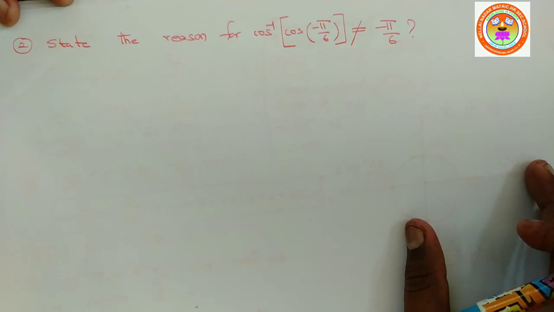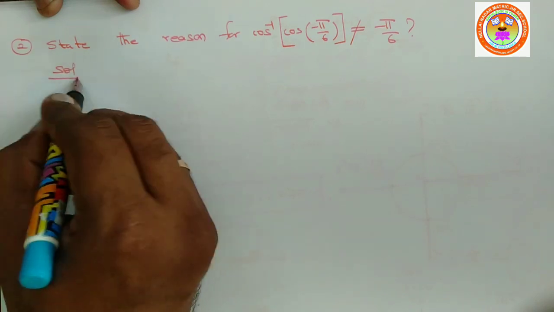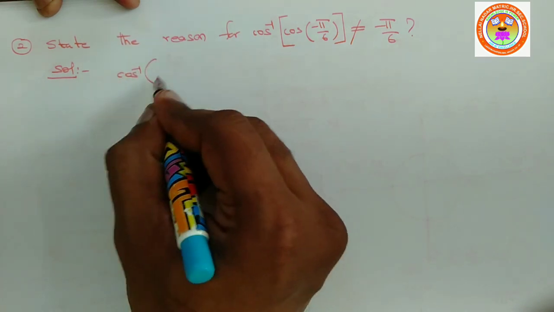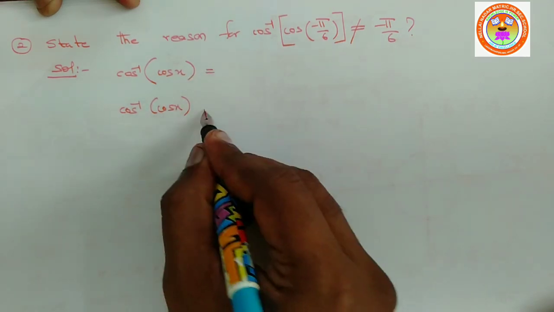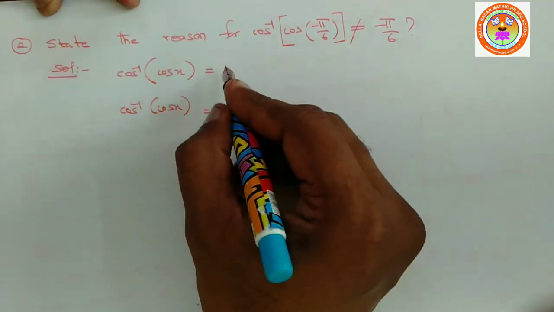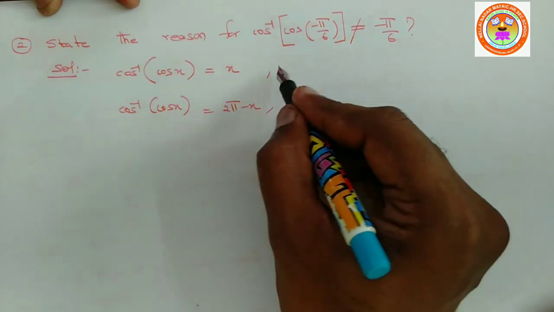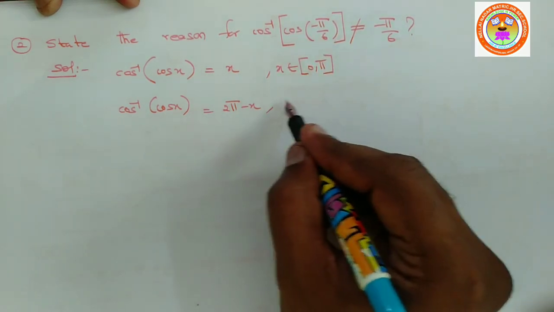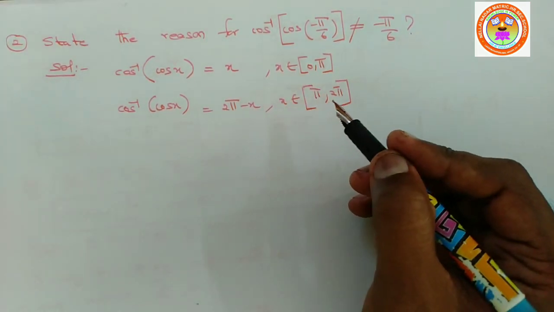State the reason for cos inverse of minus pi by 6 is not equal to minus pi by 6. We need to say the reason. So what is the best reason we can say? We know the two properties of cos inverse. Cos inverse of cos of x: both the right and left hand side are the same, but the result will be different. Here x, here 2 pi minus x. We can use the x value when x belongs to 0 comma pi, and we can use 2 pi minus x when x belongs to pi comma 2 pi. So these are the two properties we can use.